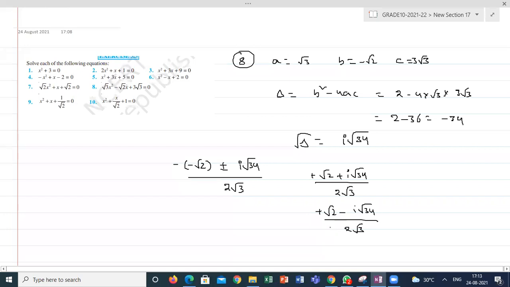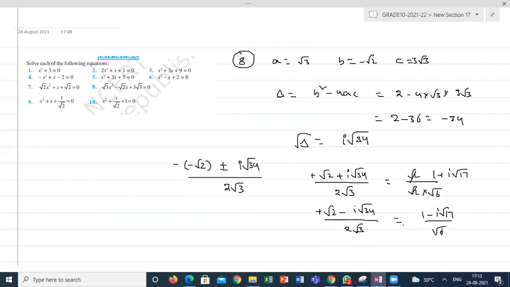If you take root 2 common, you can simplify this. If I am taking root 2 common in the numerator, and in the denominator also root 2 common, I will get 1 plus i root 17, root 2 cancels. This will be 1 minus i root 17 by root 6. This is also one more simplest form of representing the roots. Or you can leave it like that. Doesn't matter. They are just asking us to solve.